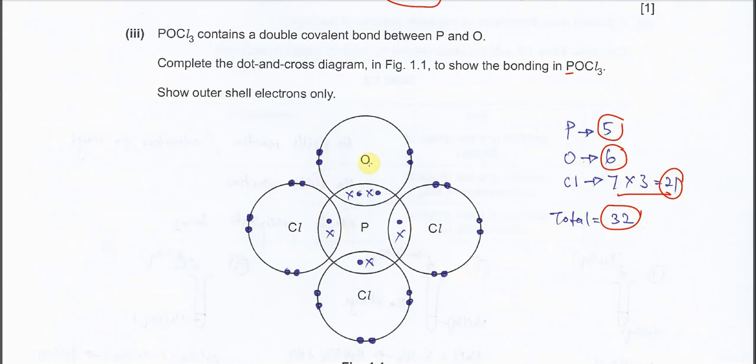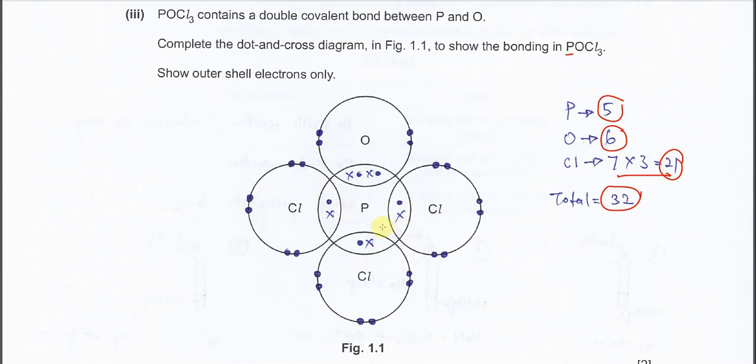And in this dot cross structure, you need to make sure the phosphorus will share 2 electrons with oxygen from the 2 bondings, from the double bond. And the phosphorus will share 1 electron to each of the 3 chlorine, means 3 electrons involved, means total 5 electrons from phosphorus used up to form the bonding.